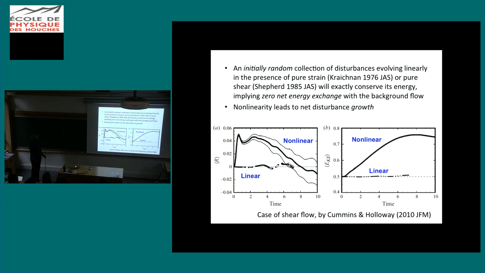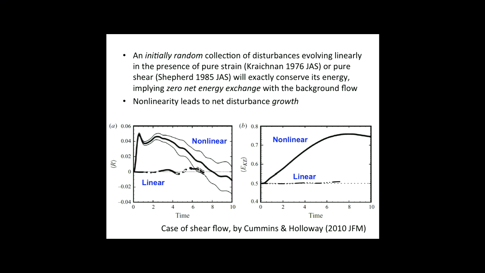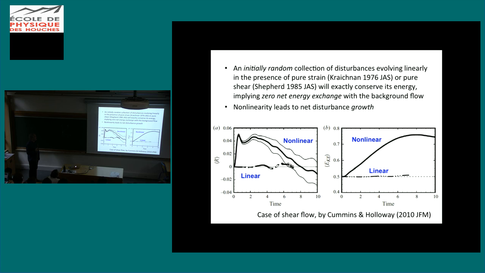So actually, Creighton had something in terms of this constant one. It's kind of interesting, and it turns out that if you have an initially random collection of disturbances evolving linearly, either the pure strain case, which Creighton talked about, or the pure shear case, which I talked about, it'll exactly conserve its energy, which means there's no exchange with the background flow. But in this setup, you can actually get disturbance growth out of nonlinearity. And this was the shear flow case, Cummins and Holloway.